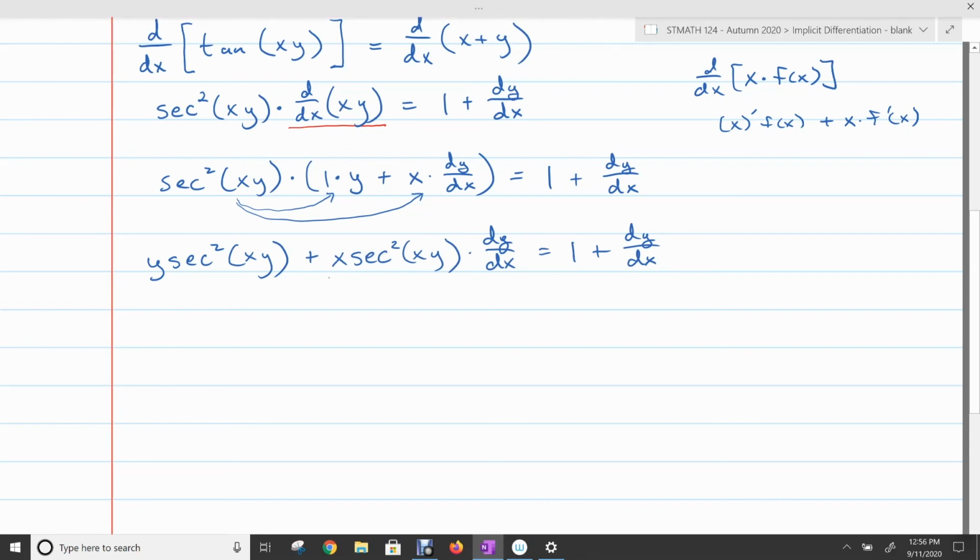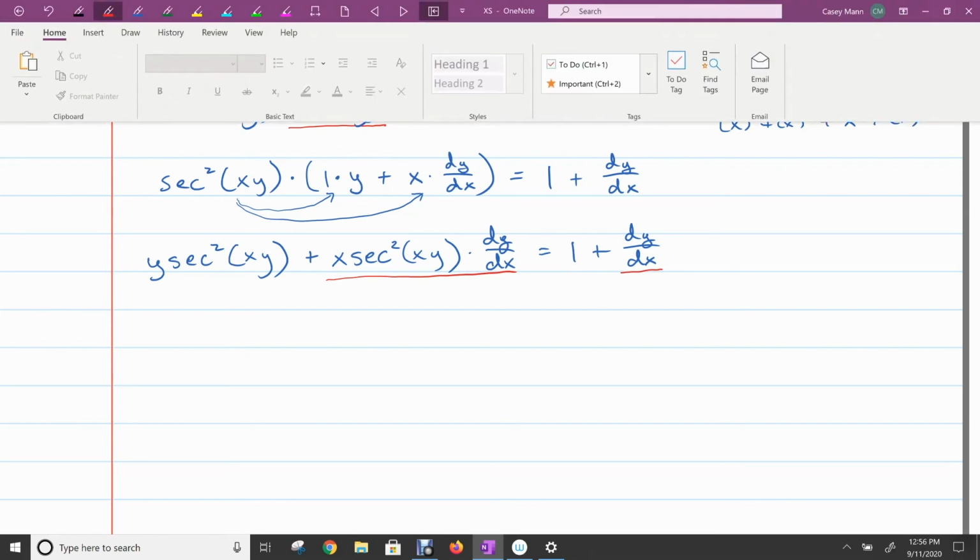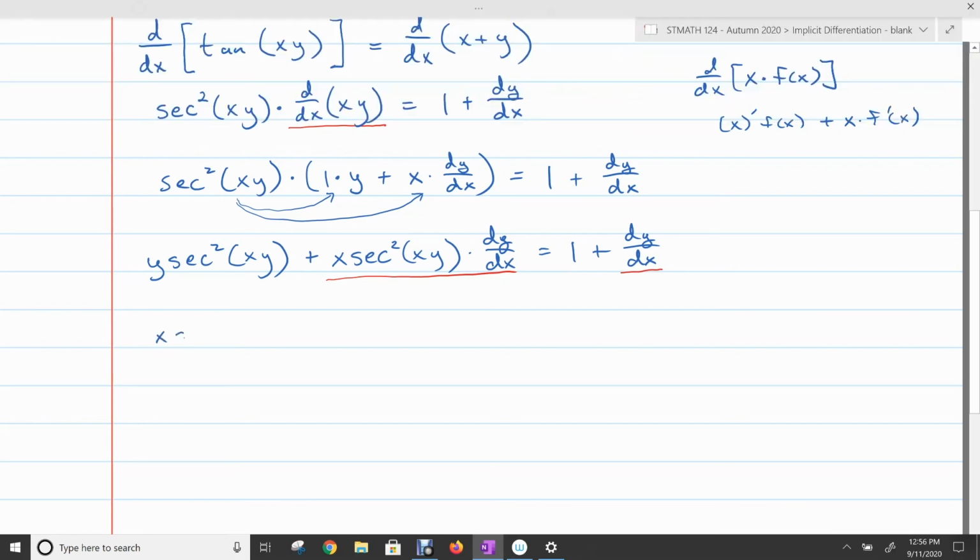And then underline in red the terms that have dy/dx in them. So I want to gather those on one side of the equation and then move everything else to the other. So I'm going to gather my dy/dx's on the left-hand side of the equation, so that I'll have x times secant squared of xy times dy/dx. Then I'll have a minus dy/dx when I subtract the dy/dx on the right-hand side from both sides. And then on the right-hand side, I'll have 1 minus y times secant squared of xy. So I moved everything that was not multiplied times dy/dx to the other side of the equation.